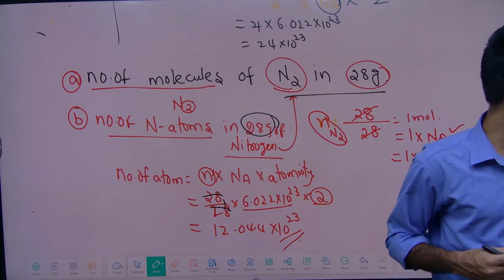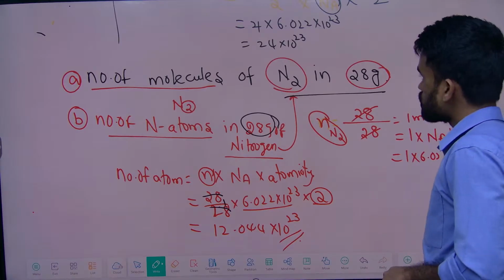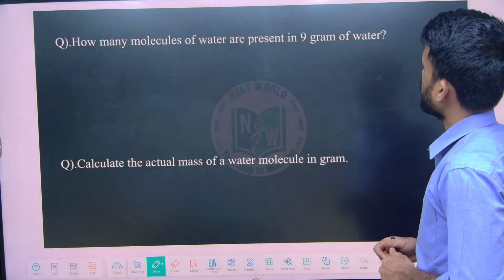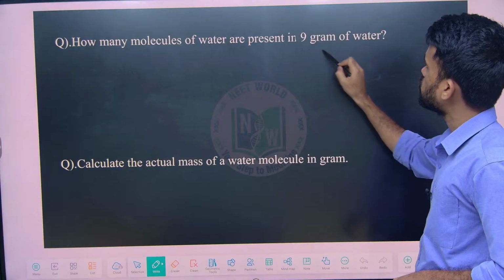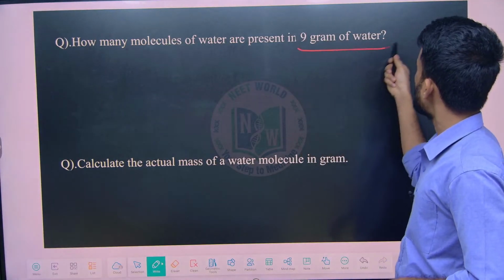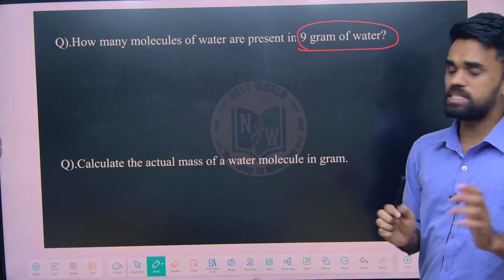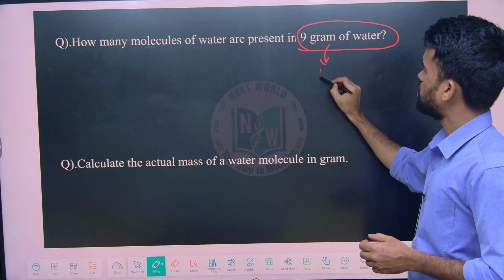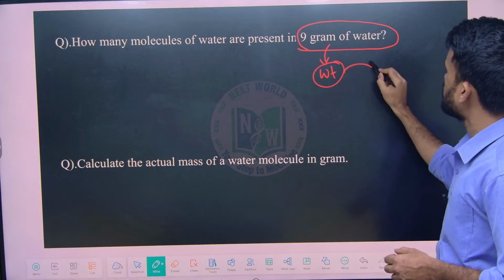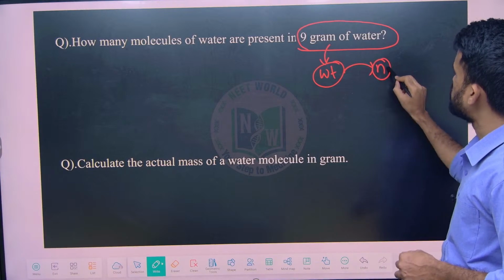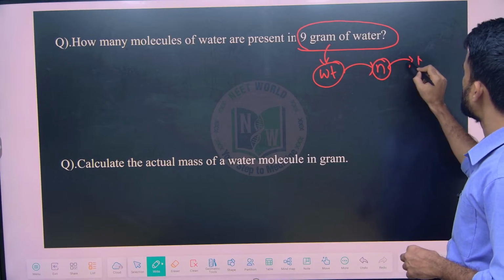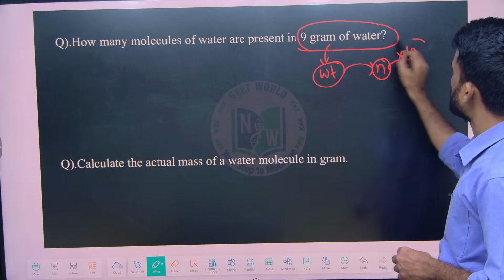Yeah, the next one here is, can you do this? How many molecules of water are present in 9 grams of water? It's very simple. Weight is given now. First, convert the given weight into number of moles. After finding the number of moles, multiply this with Avogadro number to get the answer.